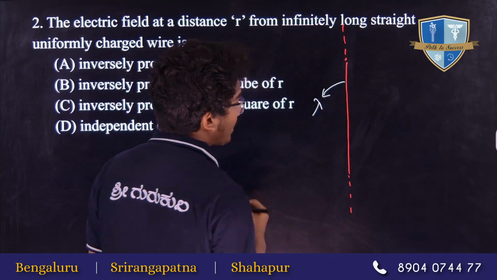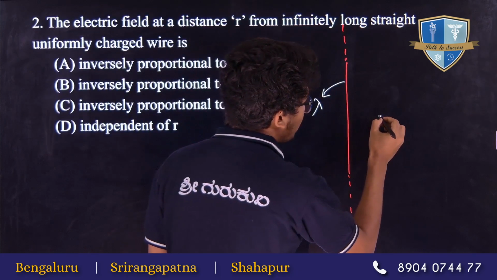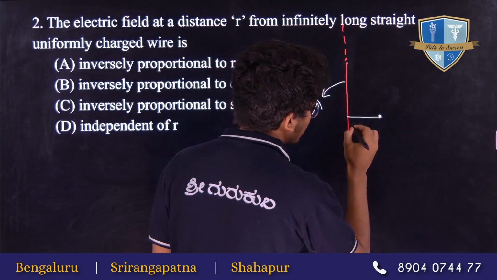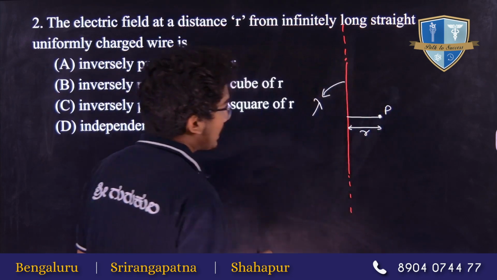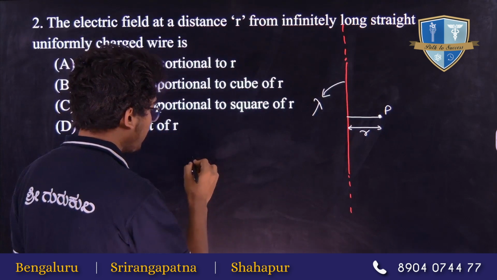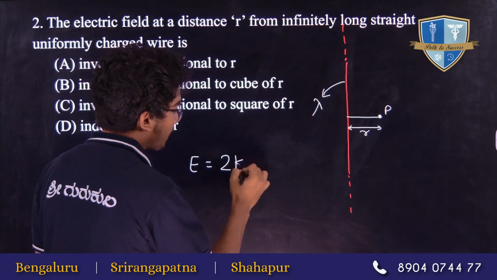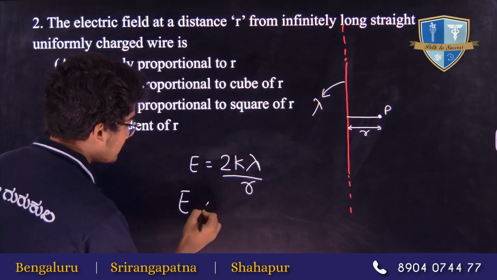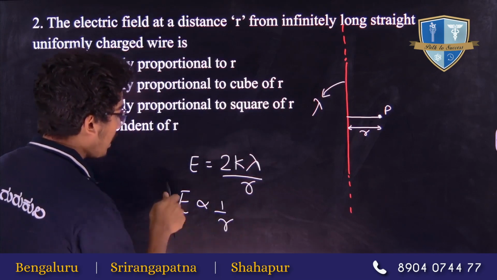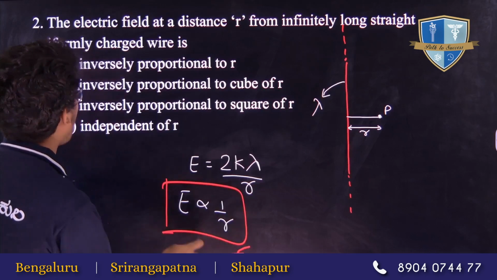is lambda and there is a point P at a distance r from the wire. So the electric field here at point P is defined as 2kλ/r. So here we can see that the electric field is inversely proportional to r. So our correct option will be option A.